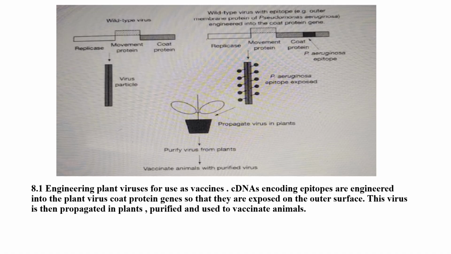In engineering plant viruses for use as vaccines, cDNAs encoding epitopes are engineered into the plant virus coat protein genes so that they are exposed on the outer surface. This virus is then propagated in the plants, purified and used to vaccinate animals.